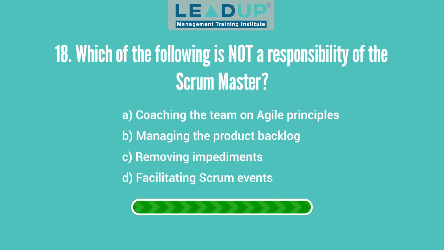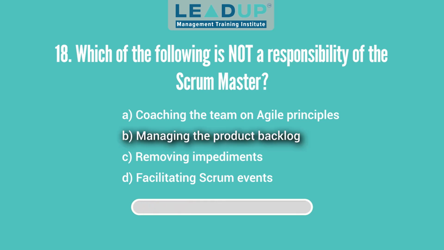Question 18. Which of the following is not a responsibility of the Scrum Master? A. Coaching the team on Agile principles. B. Managing the product backlog. C. Removing impediments. And D. Facilitating Scrum events. Answer: managing the product backlog.